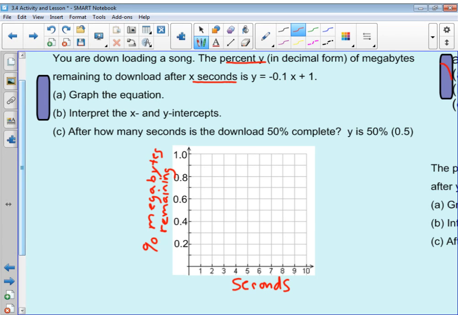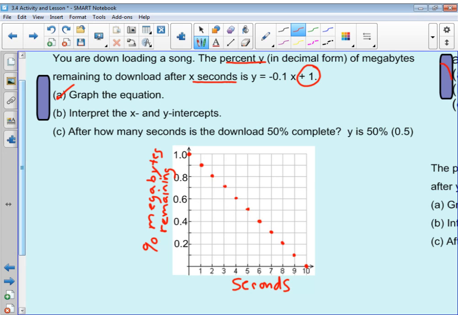Okay, so now we're going to go ahead and graph our equation. So we always start here. Our plus 1 is our 1.0. And we're going to go down 0.1 over 1. Down 0.1 over 1. Down 0.1 over 1. So we'll just continue in that pattern. And it looks like we end at 10. Okay, so we've graphed the equation.